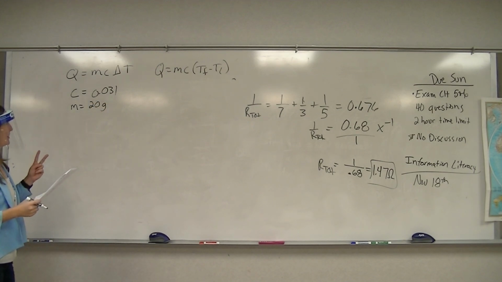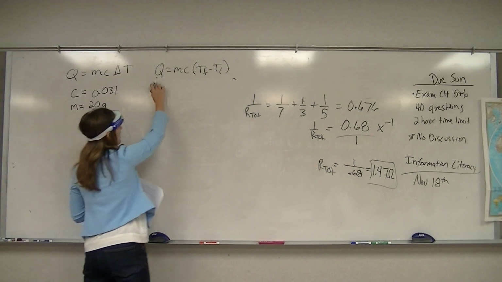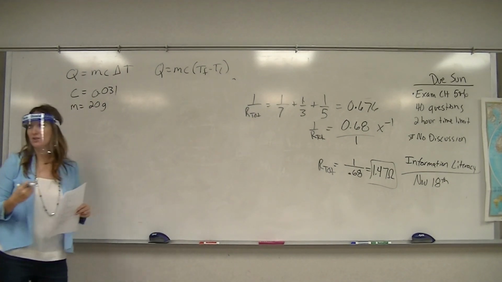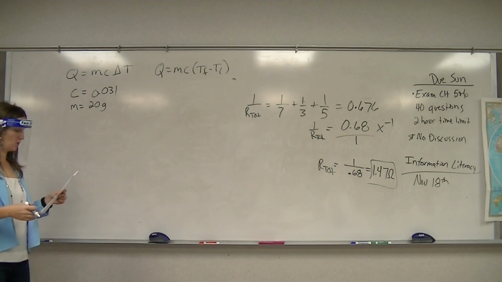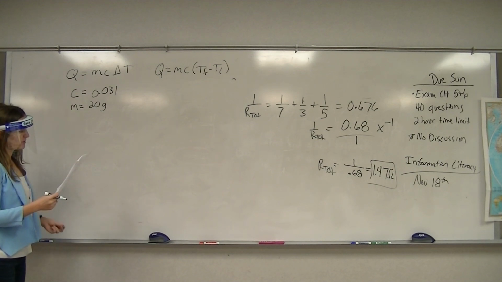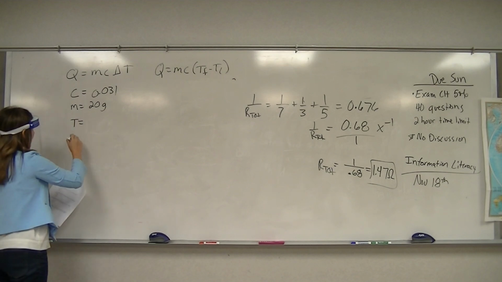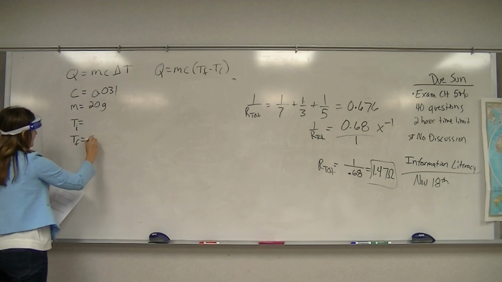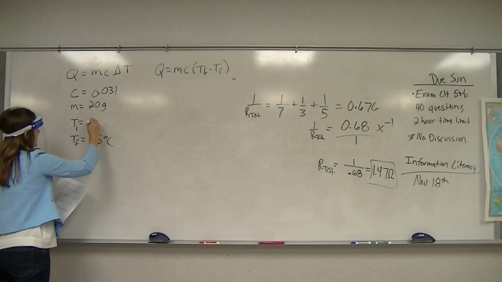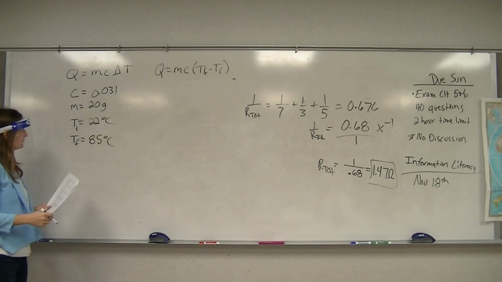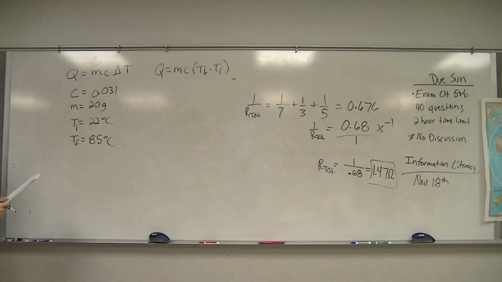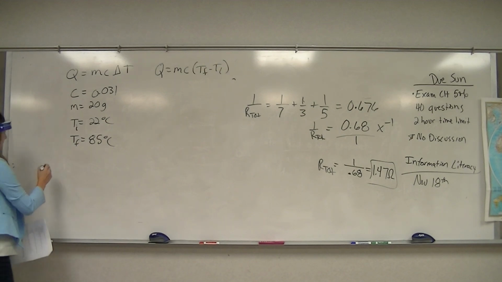And then they give me two temperatures this time. So that means I have a final and an initial. And it's my job to figure out which one of those two is the final, which one's the initial. So they're saying they're raising the temperature from 22 up to 85. So which one's the final? 85, where they ended. So that means my 22 is going to be the initial. So this is going to give me a positive Q value.